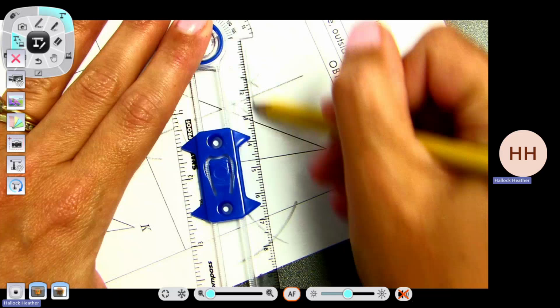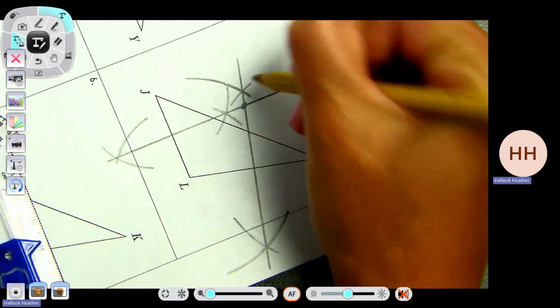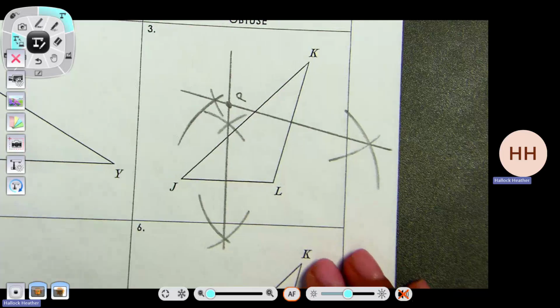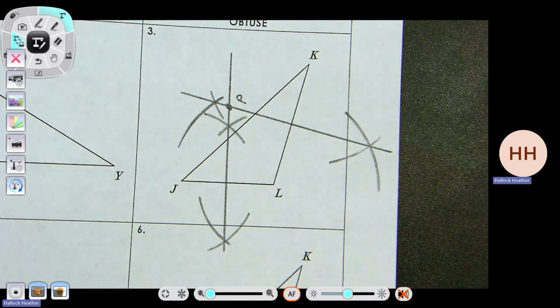So you connect your little X's. Where they cross is your point P. It's outside the triangle this time, but that's okay, because the whole point of the center, which sounds weird, is that it's not the center. It's the point that is the same distance to each vertex.